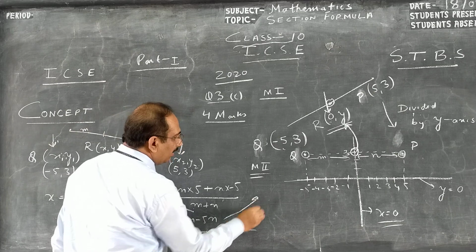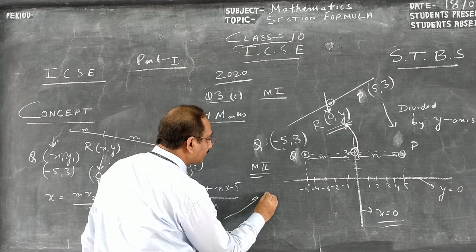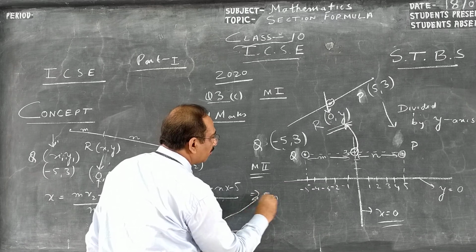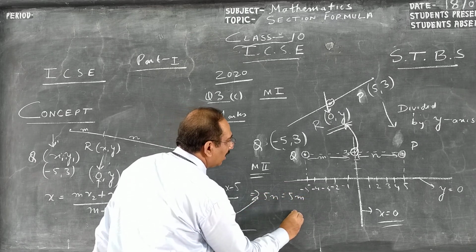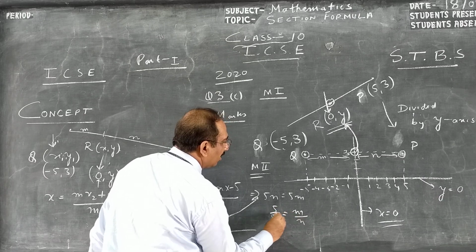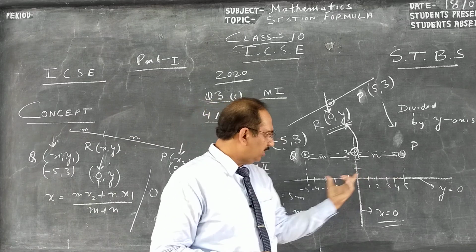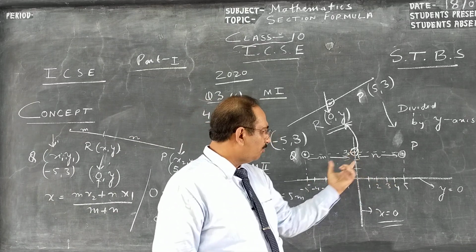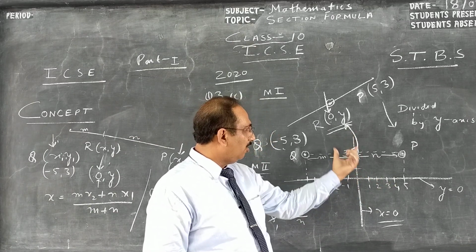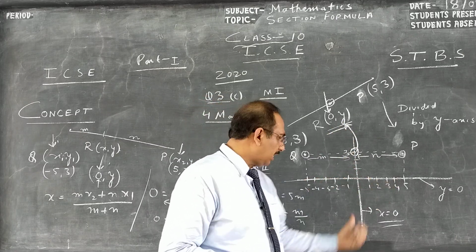So you bring 5n to this side, it is 5m equals 5n. M by n, you take down, is 5 by 5. That means this ratio is 1:1. You see here, the ratio is 1:1. They are equal. This is the point. So I was telling you, we got answer (0, 3). And here this will be 1:1. So kindly draw and see.